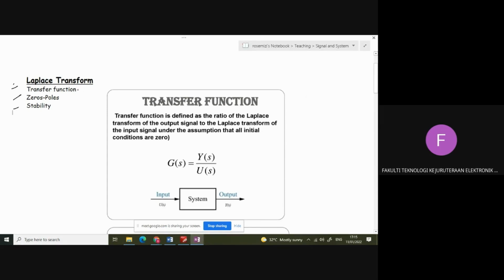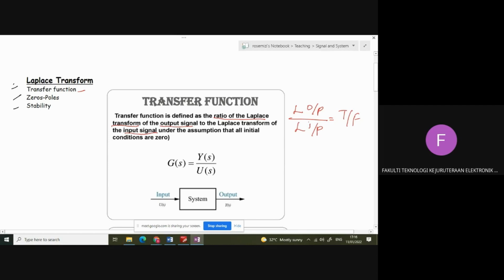Okay, so we start with transfer function. What is transfer function? By definition, transfer function is the ratio of the Laplace transform of the output signal to the Laplace transform of the input signal. Laplace output over Laplace input. This is what we call transfer function.